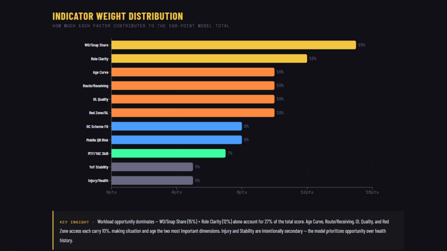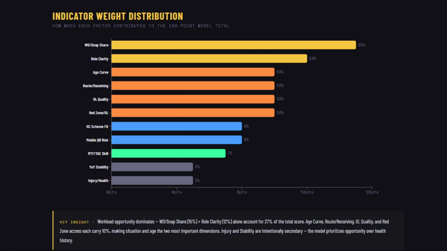Next up, we have role clarity, and this is kind of subjective, but it's extremely important. If a player has a clear RB1 role going into the season, or a coach speaks well about a player going into the season and the offseason, or we have past evidence of good role clarity for a player, then that usually shows predictive measures for players.